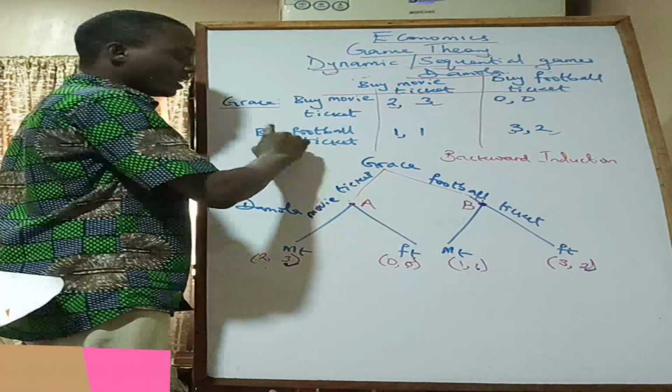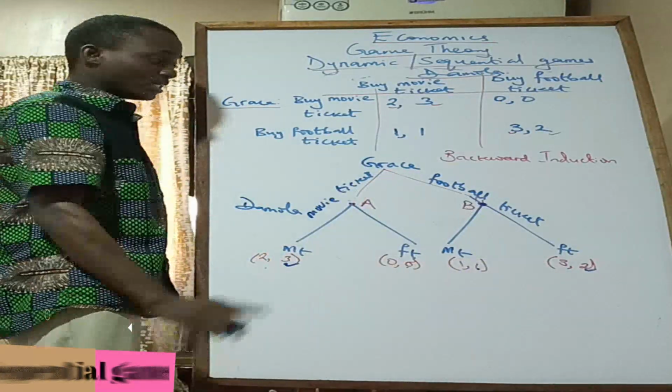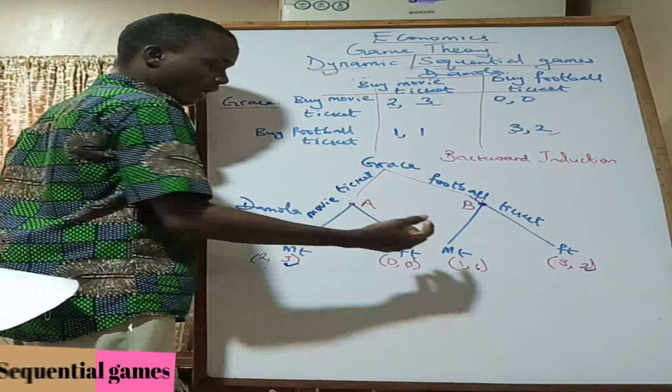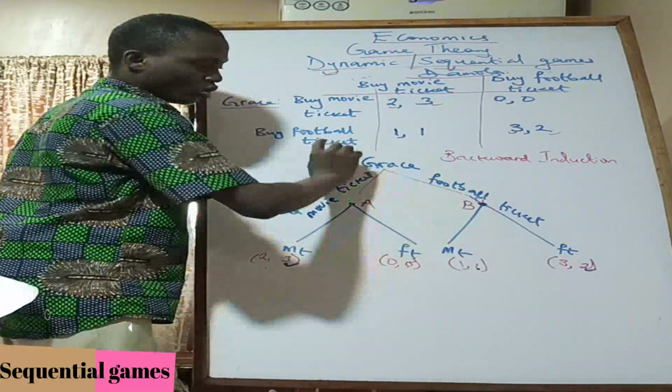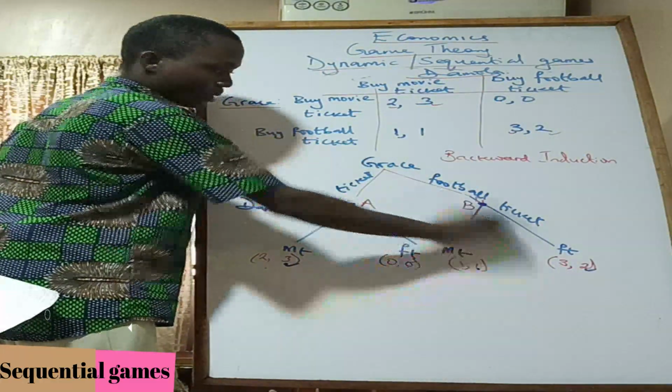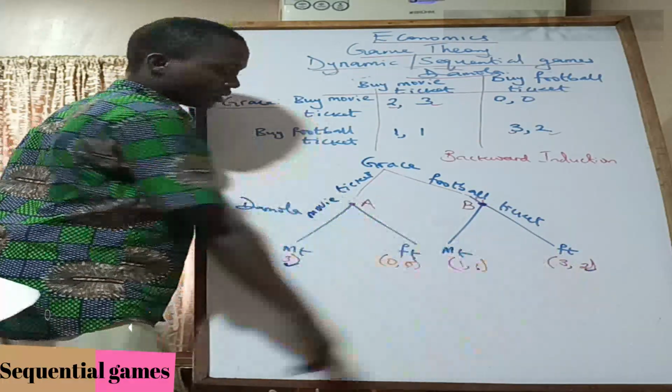Working it back up. If Grace decides to buy a movie ticket, what kind of outcomes can she get? What kind of payoff can she get? She can either get a 1 or a 3, right? So if she buys a movie ticket and Damola ends up buying a movie ticket too, football rather, Grace is going to get a 3 here.